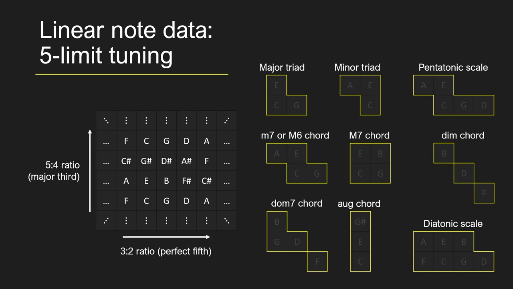It's basically you imagine all the notes to be on an infinite two-dimensional grid. On this grid, when you move to the right on the x-axis, you have frequencies going up by perfect fifths, in 3:2 ratio. And as you move up the y-axis, you have frequencies going up by 5:4 ratio, or major thirds.